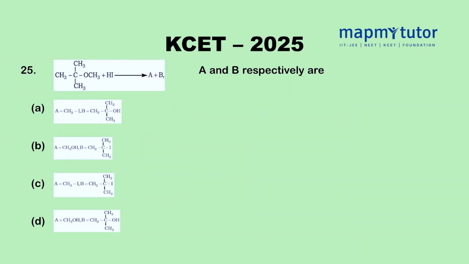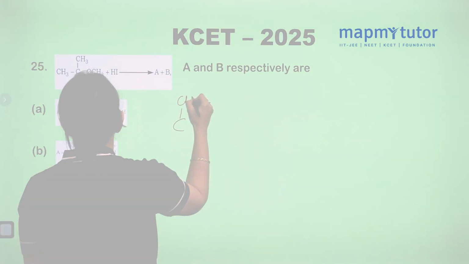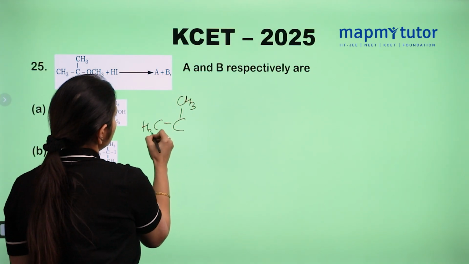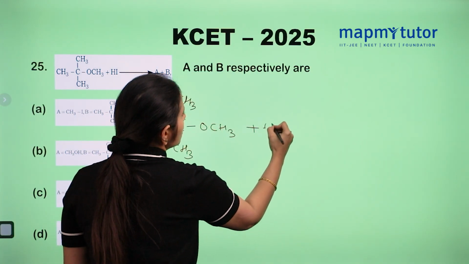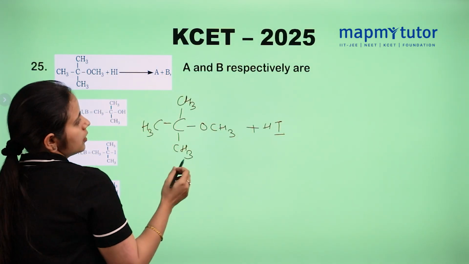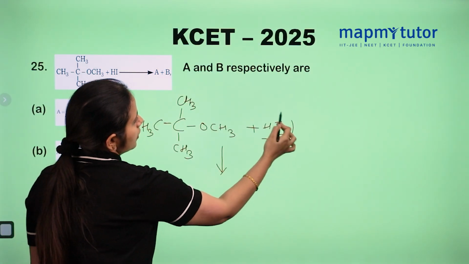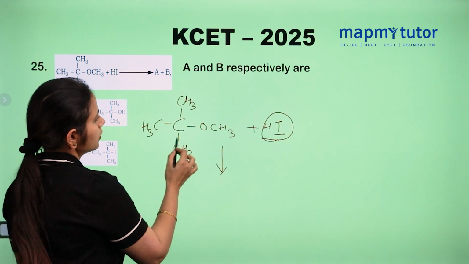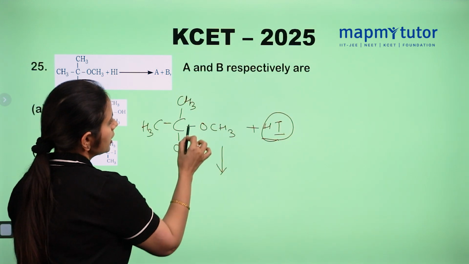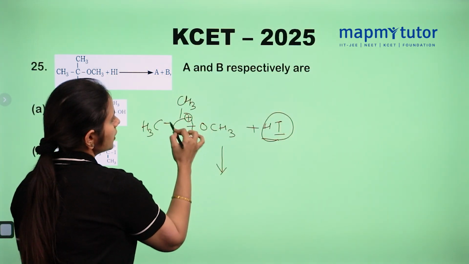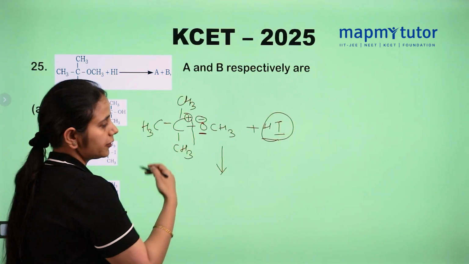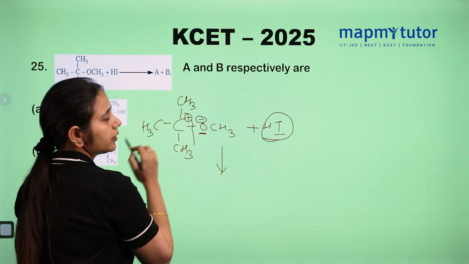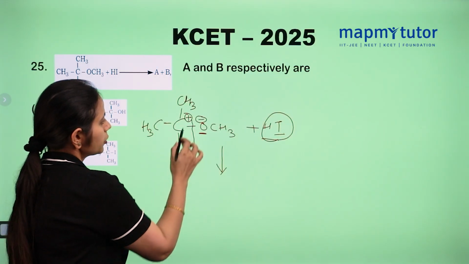See, in this question, a reaction is given in which this compound reacts with HI. What will A and B be? CH3, CH3 and OCH3. Here, either the I can react with this part or with this one. See how it will happen. If we break this bond, a carbocation comes here. Because oxygen is more electronegative, negative charge comes on oxygen, and here positive charge comes on carbon. So it will break from here.